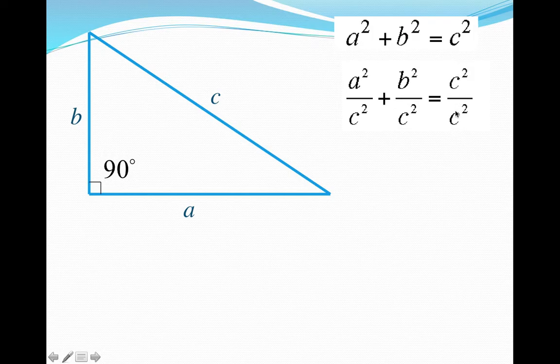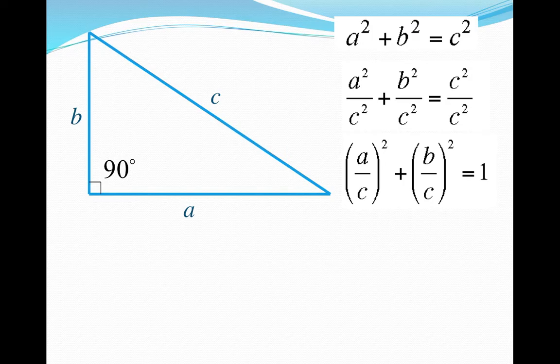I'm doing that so I can get a 1 right here. What I'm about to do is prove your next identity for you. So I'm dividing all three of these terms by c squared so that I can get a 1 over here on this right-hand side. Now, by the laws of exponents, I know that a squared divided by c squared is the same thing as a divided by c, that quantity squared. So I'm just going to rewrite it that way. I'm going to take b squared divided by c squared and say that's the same thing as b divided by c squared, and c squared divided by c squared is equal to 1.